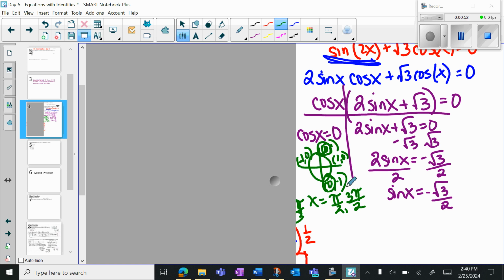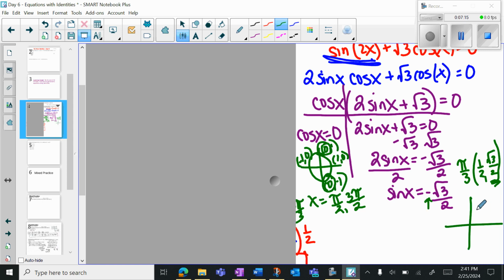Okay, and what about when x is equal to negative radical 3 over 2? Well, think back to when I have pi over 3. I have 1/2, radical 3 over 2. So sine is my y value. So radical 3 over 2 is positive, but I'm looking for the negative.